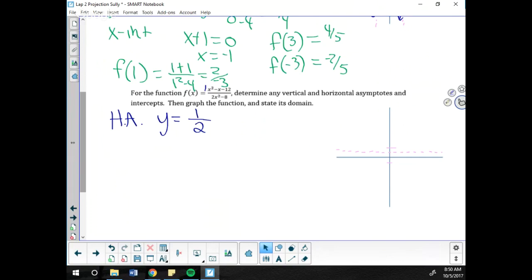Okay, so the rule is if we have the same degree on top and bottom, then our asymptote is no longer y equals 0, it's the leading coefficient, so 1/2. Vertical asymptotes where the denominator equals 0. So you should have 2 of them.